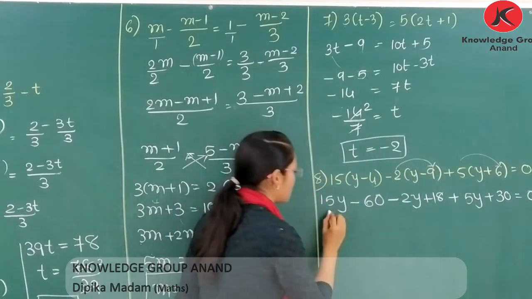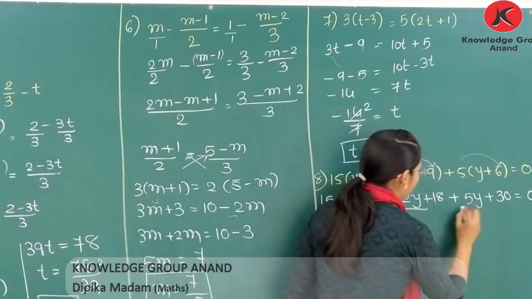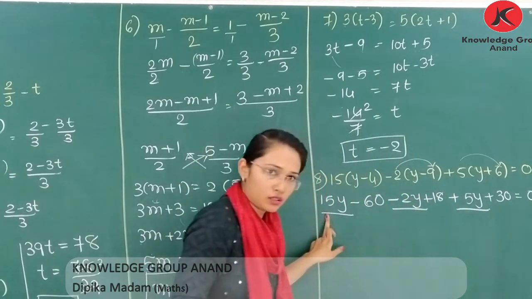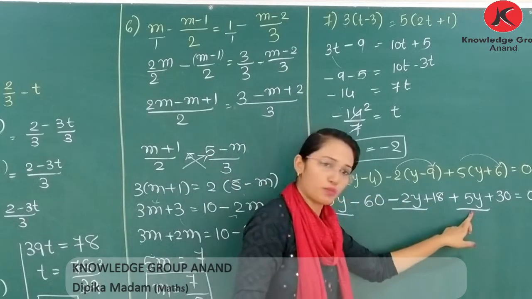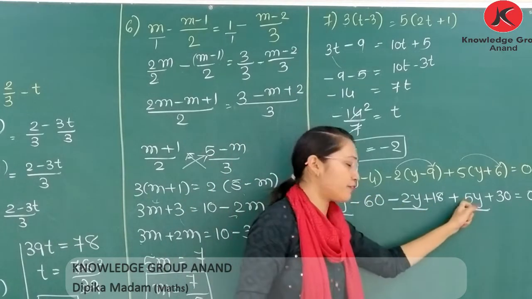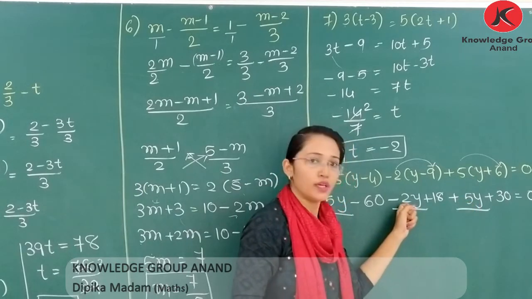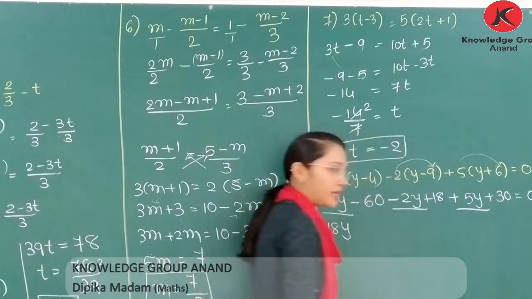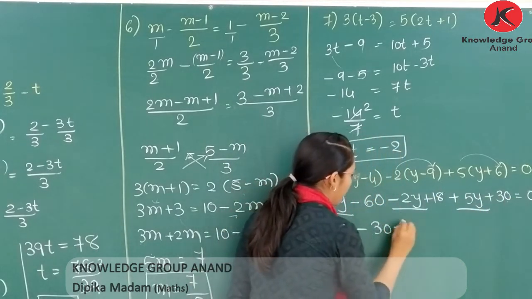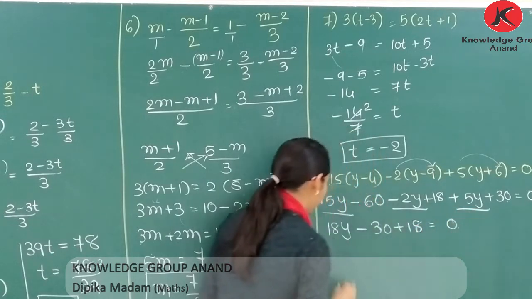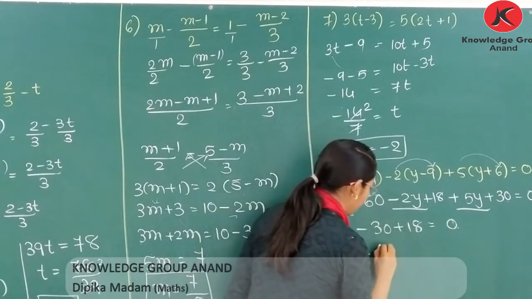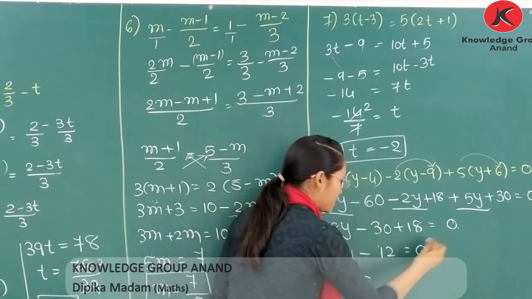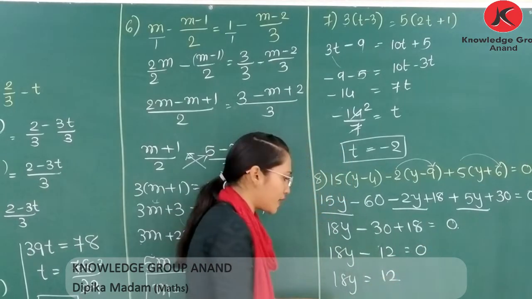Now combine the like terms. 15y minus 2y plus 5y. 15 plus 5, 20. This is positive and this is also positive, so add the numbers. 15 plus 5, 20. 20 minus 2, 18y. Minus 60 plus 30, minus 30. Plus 18 will be minus 12. Now it is minus 12 is equal to 0 minus 18y. Now minus 12 on the right side becomes plus 12, 0 plus 12.